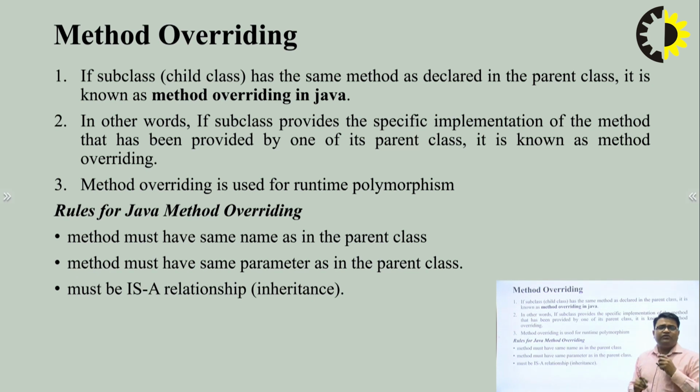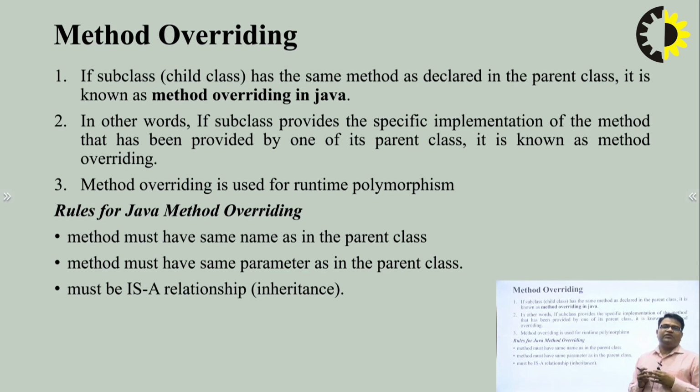Then method overriding is also achieved by polymorphism. Dynamic, we can say runtime polymorphism, is achieved through method overriding. If a subclass, we can say a derived class or child class, has the same method as declared in the parent class, it is known as method overriding. Method overriding is achieved through inheritance. Previously, we have discussed that.